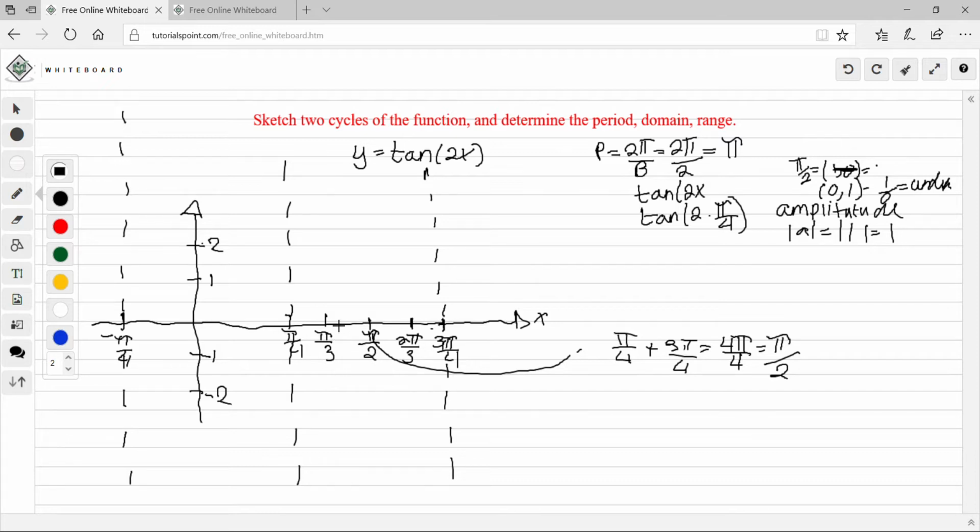Now, I'm going to label this pi eighths. How I got that, what I did was, we said that our period is pi, right? Wait, our period is pi halves, not pi.